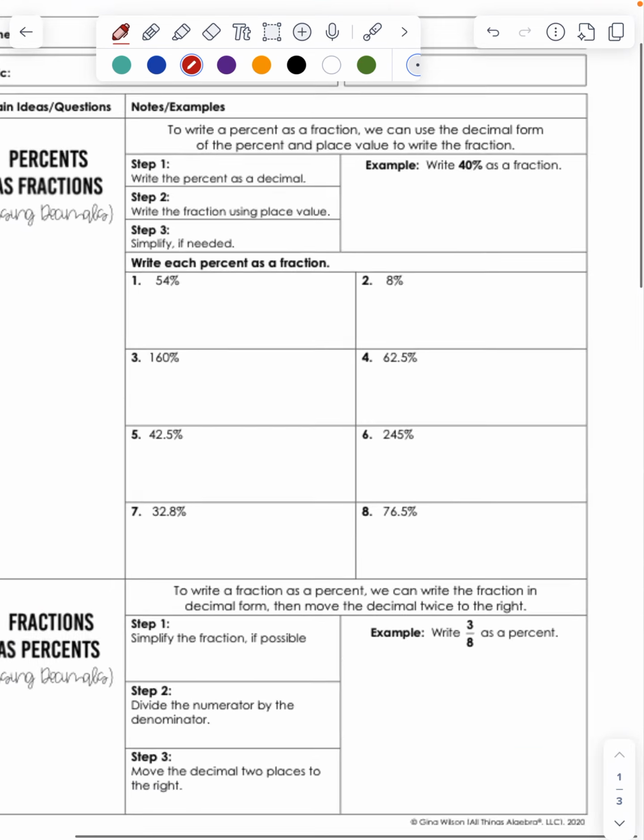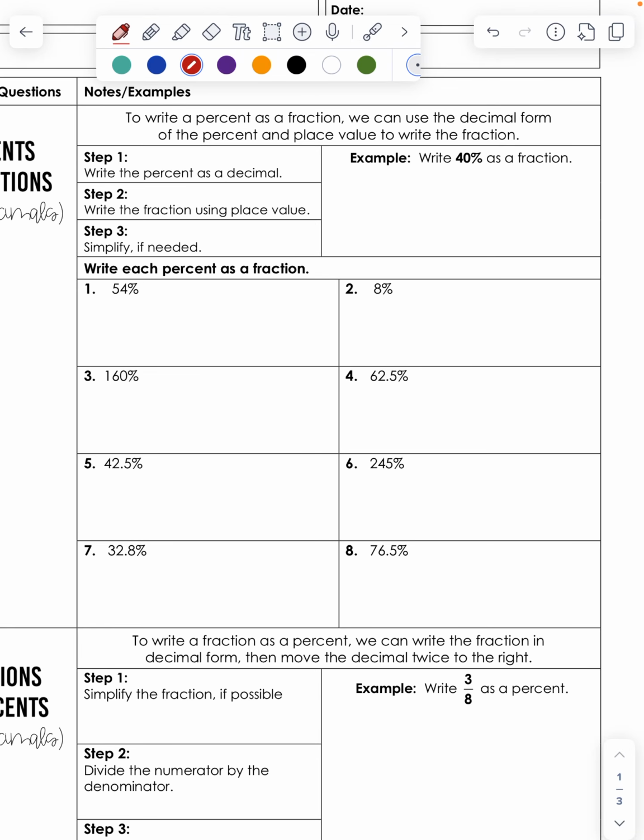Hey everybody. Today we're going to learn how to turn percents into fractions and fractions into percents. In order to do that, we're going to have to follow three steps. We're going to write the percent as a decimal. Then we're going to write the fraction using the place value. And then we're going to simplify as needed.